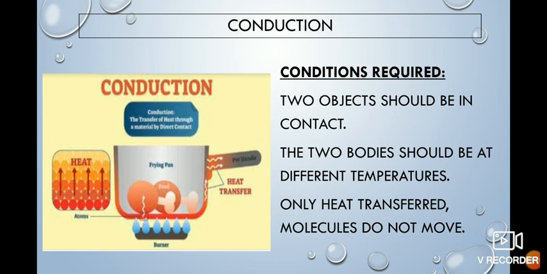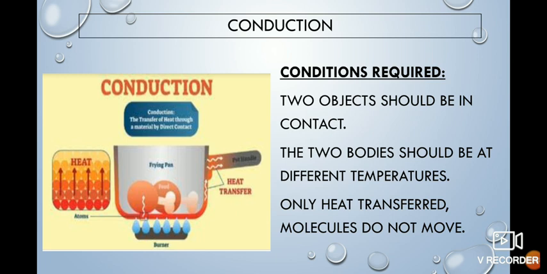So these are the two conditions required for conduction to take place. Number one, the two objects should be in contact. Second condition is the two objects should be at different temperatures. Then only heat transfer can take place. If both the bodies are at the same temperature, no heat is transferred. These are the two conditions.